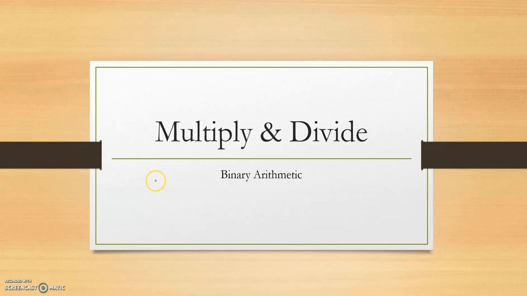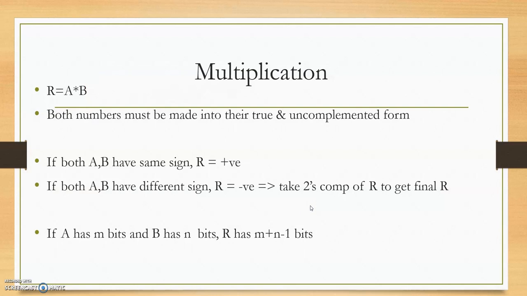Today we will see how to do multiplication and division of binary numbers. The first one is multiplication of binary numbers. Suppose you have two numbers A and B, and you want to multiply A with B. If you're simply given two binary numbers, you just have to multiply them straightforwardly, just as you do in the case of decimal multiplication. Let's see how we do that.